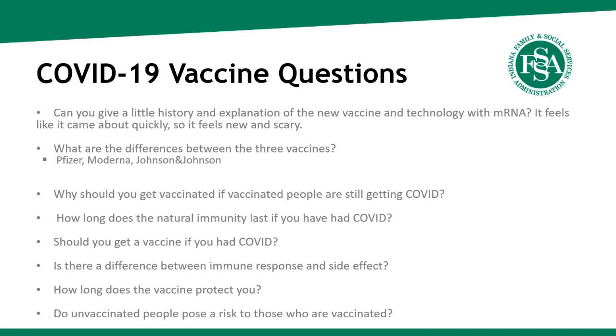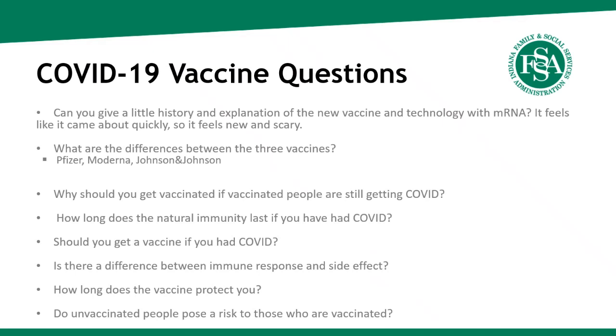So first one, can you give a little history and explanation of the new vaccine and technology with messenger RNA vaccines? It feels like it came on really quickly, so it feels new and scary. So in general, all vaccines work in the way that you inject a little bit of either a live virus, in the past, or something that's not live anymore, that the body sees and reacts to. You give enough that it's not dangerous to the person, but enough for them to get an immune response. That's in general how vaccines have worked, and we have certainly had them around for a long time.